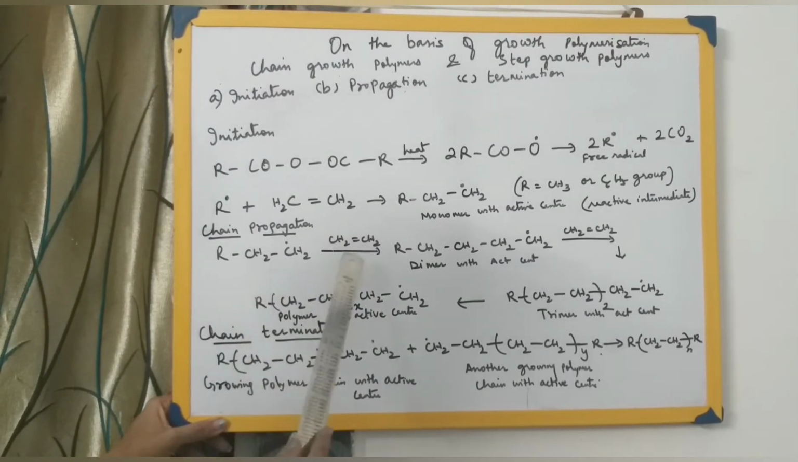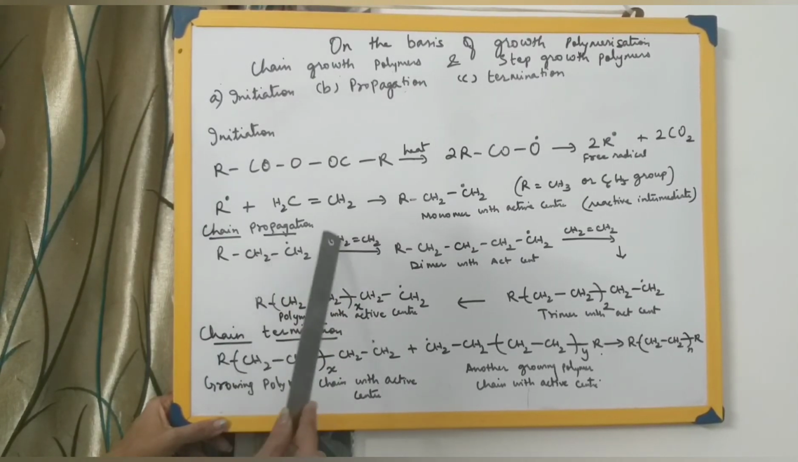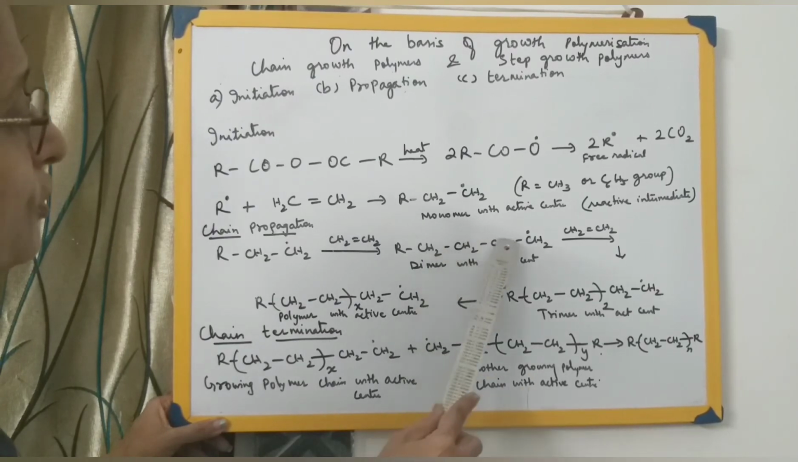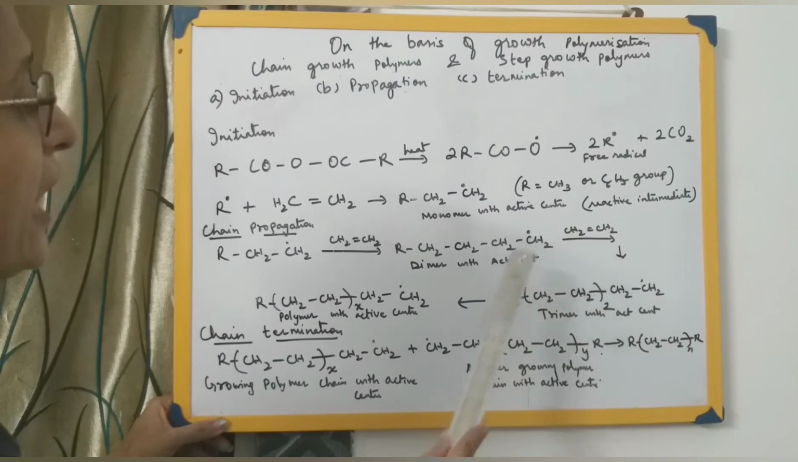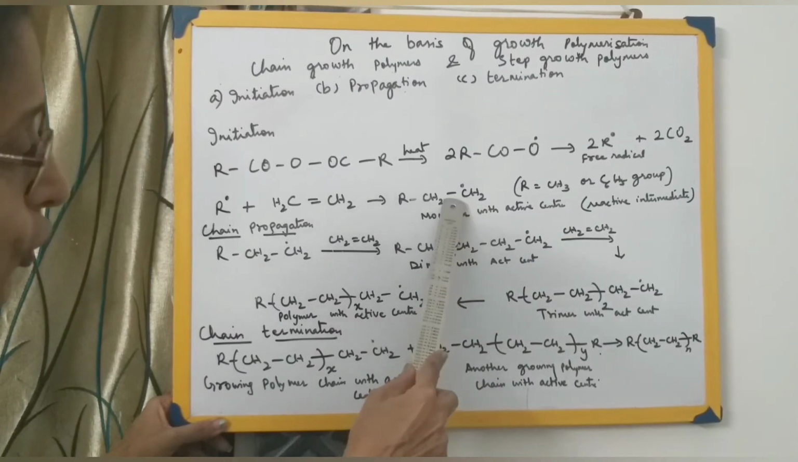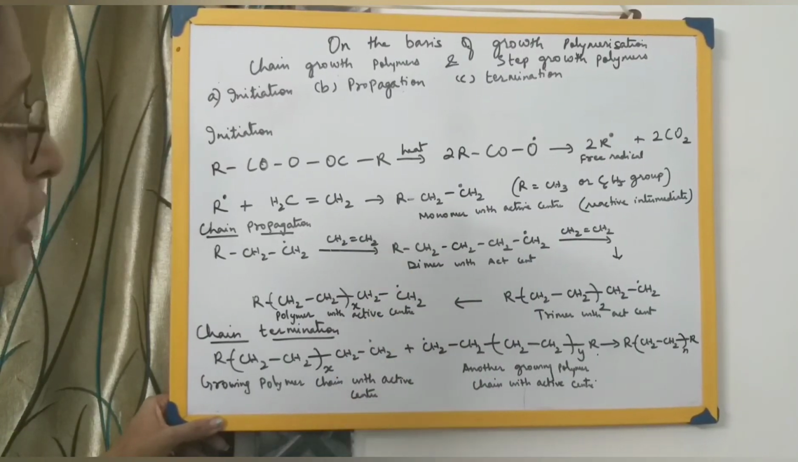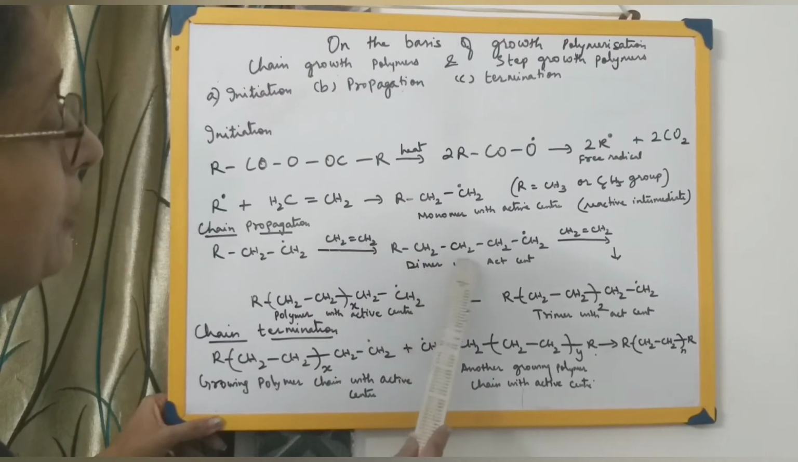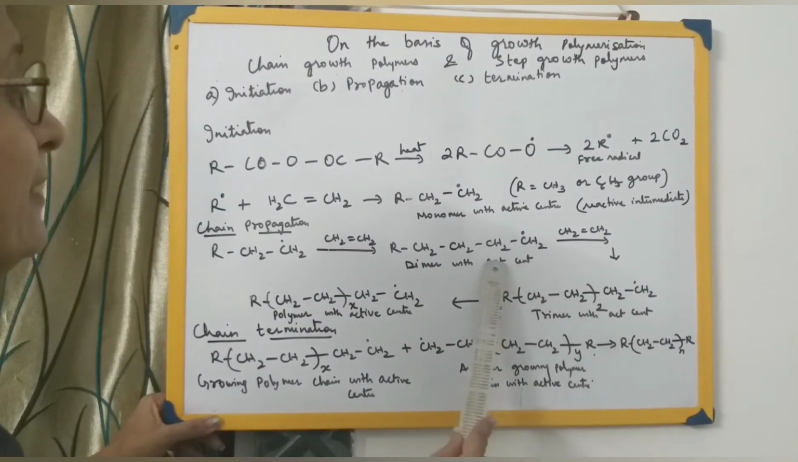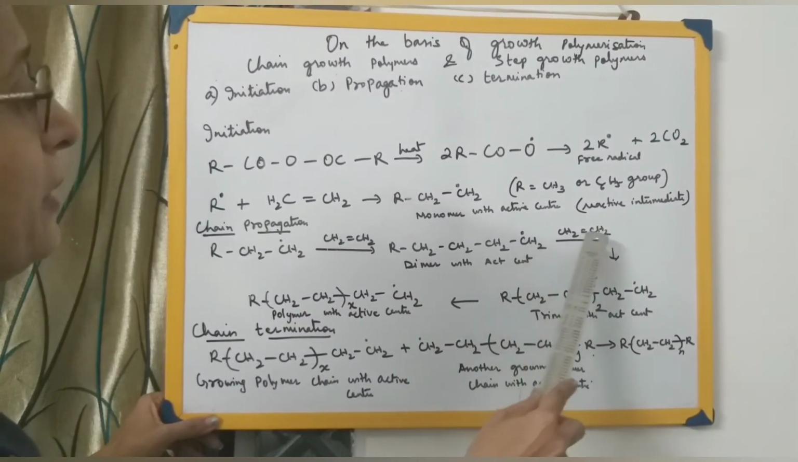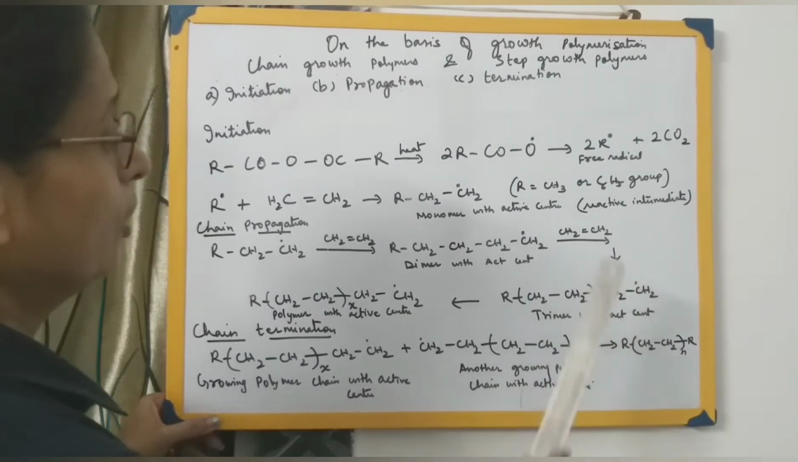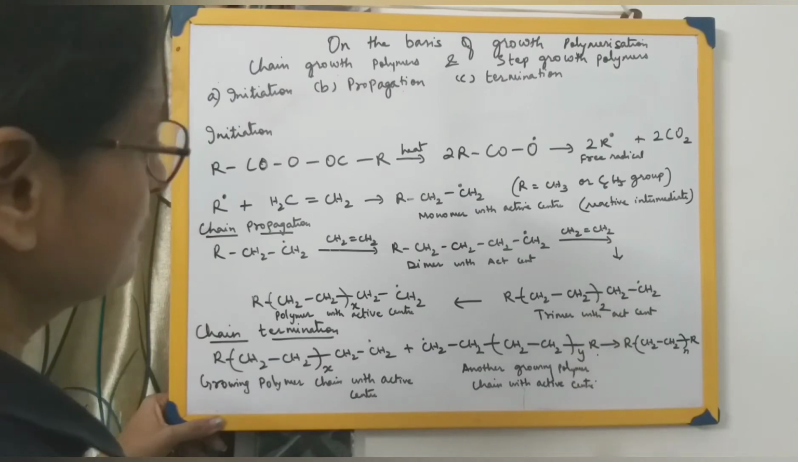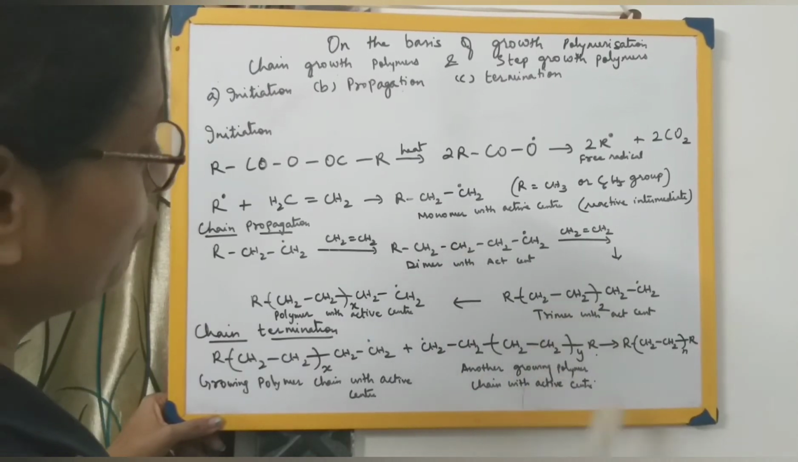So here you see, how many CH2 in total? 1, 2, 3, 4. Here also 1, 2, 3, 4. And again the electron comes over here, so it is a dimer. This was a monomer, now 2 units have been joined together, so we call this a dimer with active center. Again we make it react with another molecule of ethene. So here it will form a trimer. This was a dimer, so after the dimer it forms the trimer.